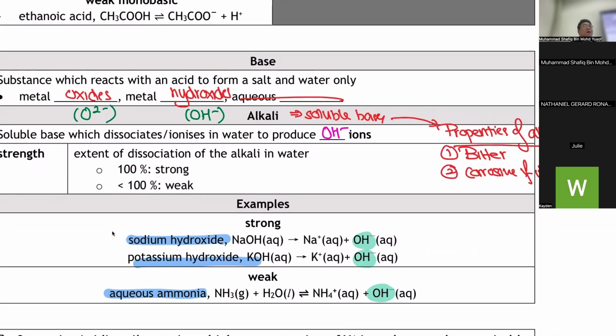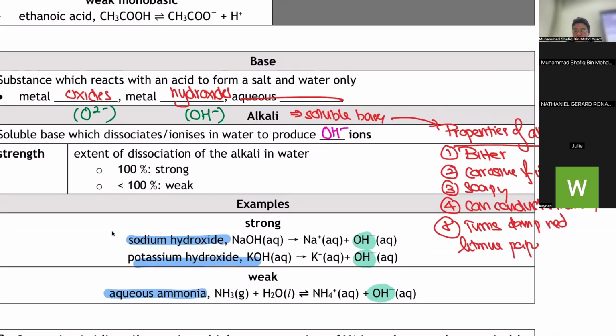Any other properties? Anyone remember? Bitter, some more? Soapy. Smell depends. Got very strong smell, to be honest. I would say, yeah, soapy, because all your soaps are actually alkaline, if you didn't know. All your shampoos are actually also alkaline. Correct. Can conduct electricity. Let me write down. And the last one, please take note, it will turn red litmus paper blue in this case. Means the pH is more than 7. Okay, so those are the properties of alkaline.